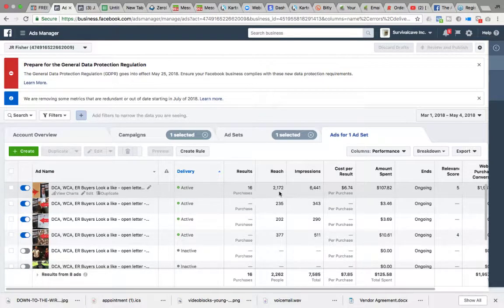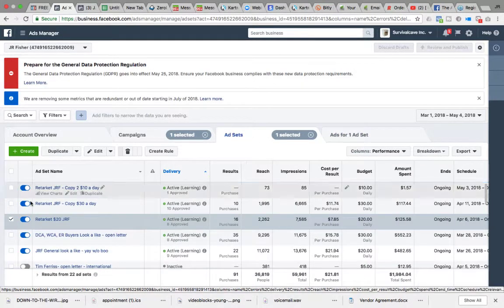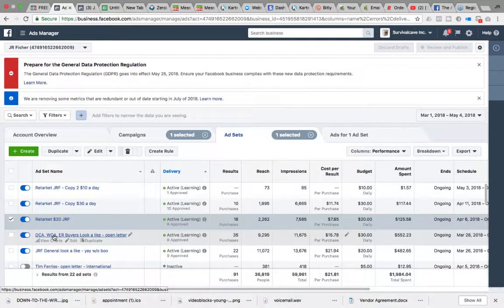It's got 16 purchases, and I can go ahead and ramp this up now and start spending more money on this one because it's working for me. That's cool. So let's take a look at one of the other ones. And we'll look at this one here.